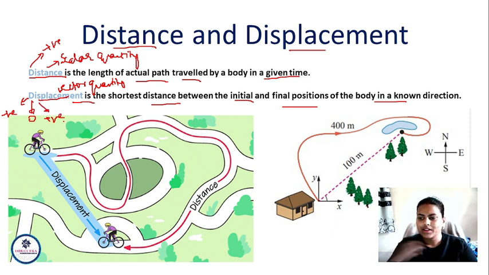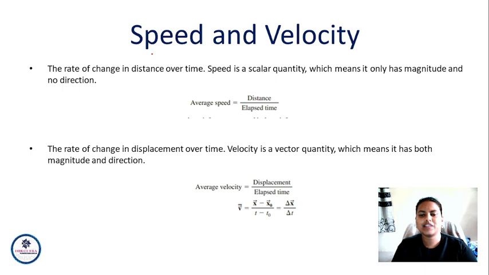Okay. So in this picture, as you can see, there is a cyclist who just covered this red path, which he actually covered. That is your distance. And initial to final, the shortest distance, final minus initial, that we call displacement. Next, we will learn about speed and velocity.